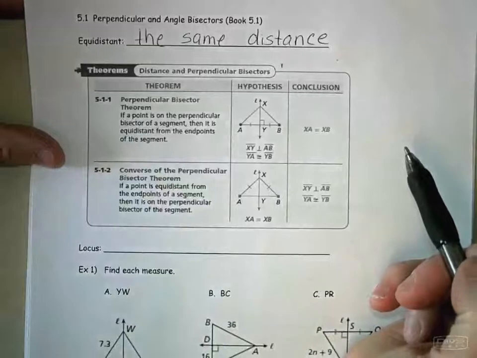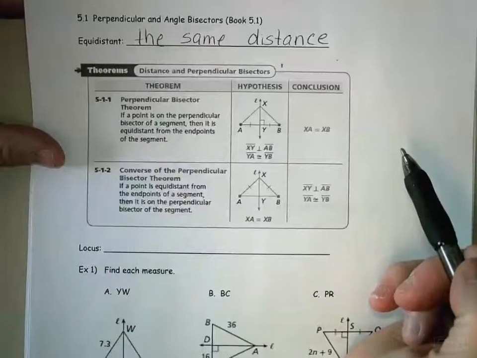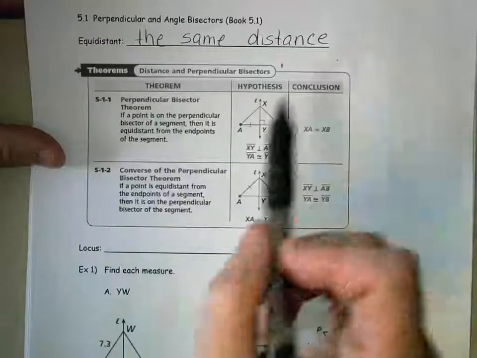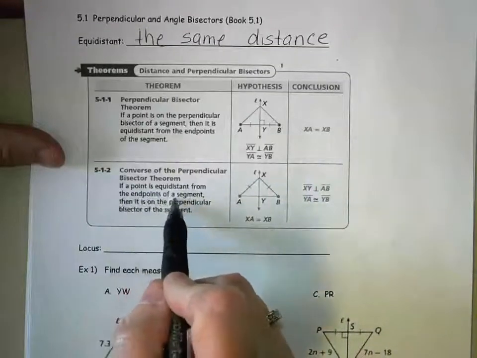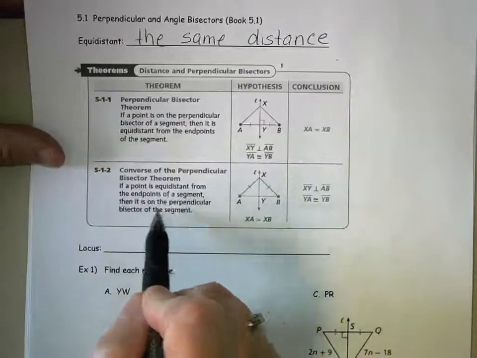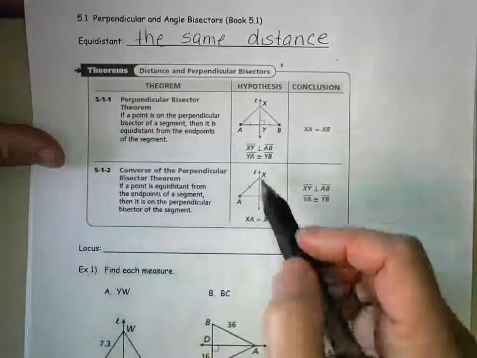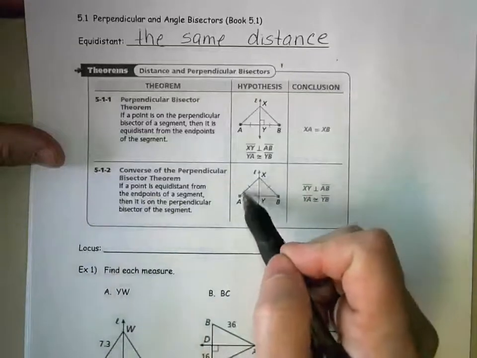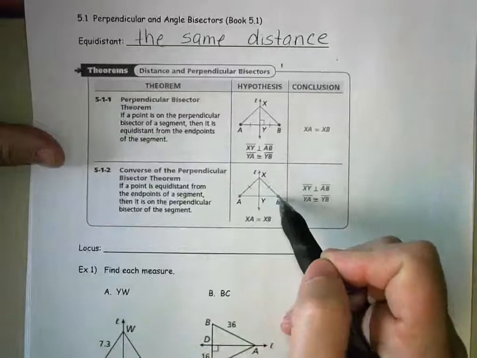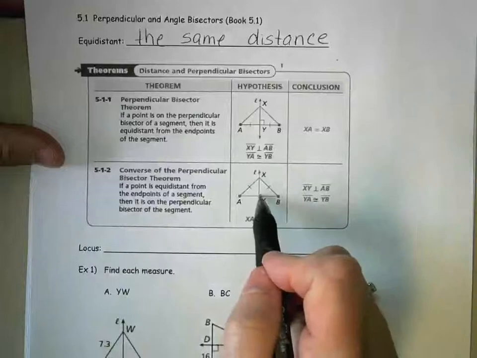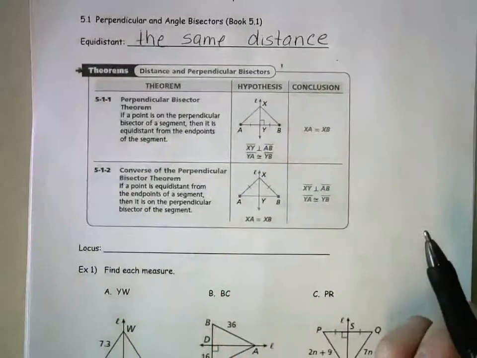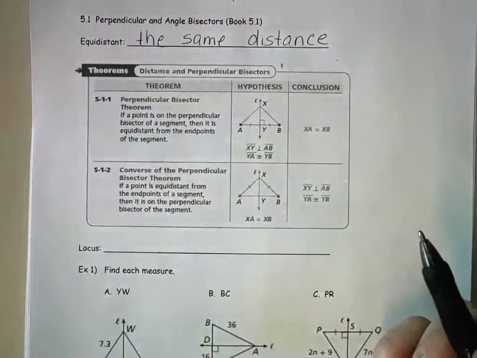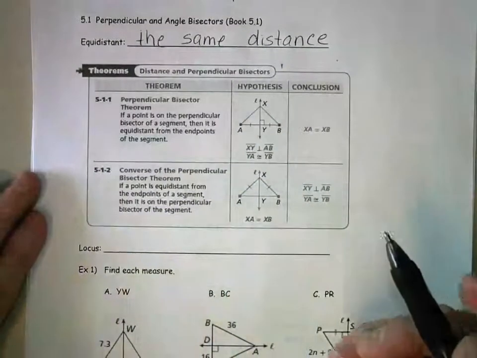And the reverse of that is true, the converse of the perpendicular bisector theorem. If a point is equidistant from the endpoints of a segment, then it is on the perpendicular bisector. So here we have XA congruent to XB, and we can conclude that we have a perpendicular and also a bisector. And the next definition is locus.